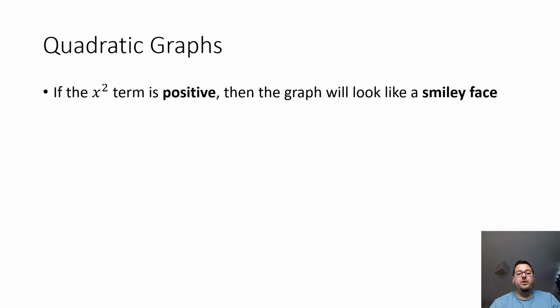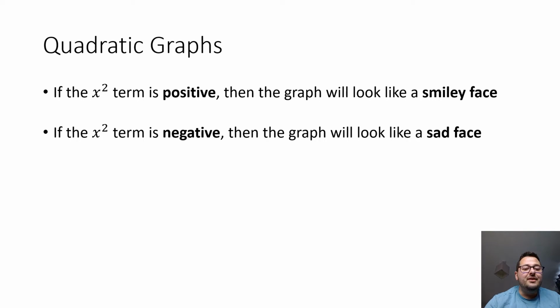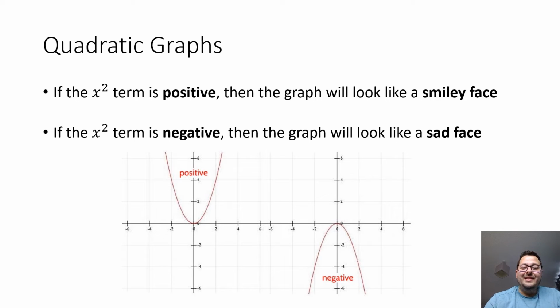But that will give you the fact that it's going up. If it's negative, it's going to look like a sad face, like a hill or an upside down bowl. So let's have a look. This is an example of a positive one, so you notice it's going upwards like that. And then on the right, we've got a negative one, which is going like that.